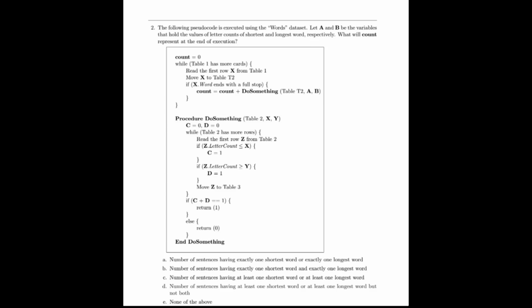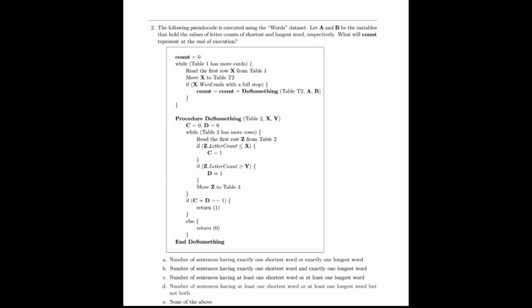Now in this first loop, we will first read the row from table 1 and shift it towards table 2. Now if the word ends with a full stop, we will do the required updation in the variable count. Now if we move towards the procedure do something, here they have first initialized C and D equal to 0, and in the next loop they are reading the rows from table 2.